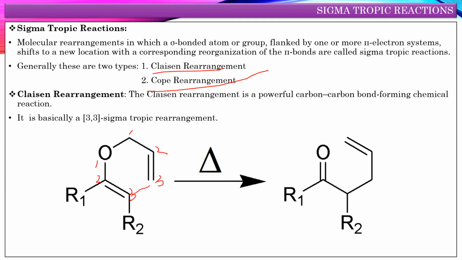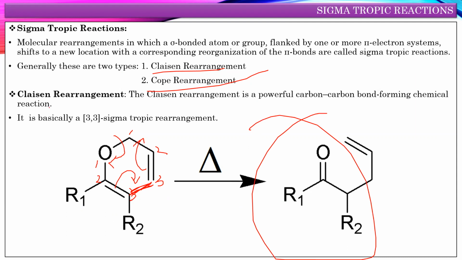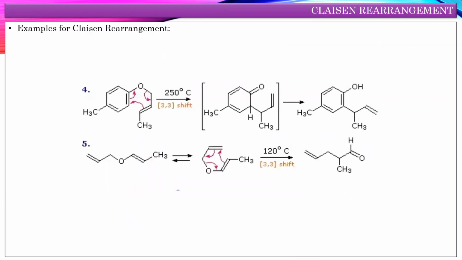A sigma bond is formed between the numbers 3 and 3. These electrons migrate here, these electrons migrate here, this bond breaks, and the double bond to O is formed. These types of reactions are called Claisen rearrangement. So when a 3,3 shift is provided, it is a Claisen rearrangement, and there the double bond forms, and that is the final product.